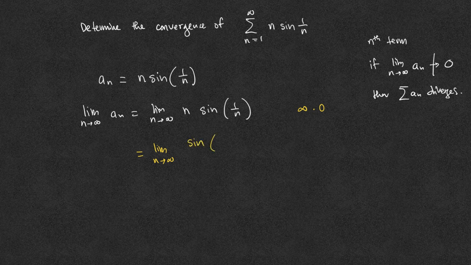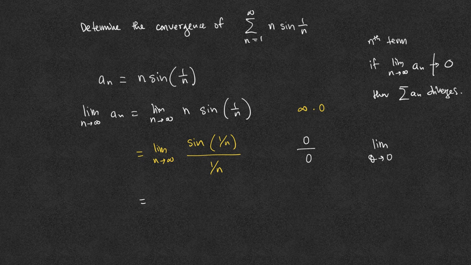This is sine of 1 over n over 1 over n, because multiplying by n is the same as dividing by the reciprocal. We can check that this is an indeterminate form because the numerator, sine of 1 over n as n goes to infinity, 1 over n is 0 and sine of 0 is 0, and the denominator is also 0.